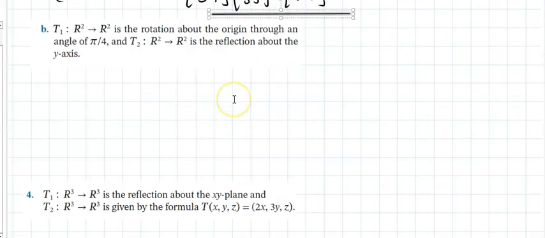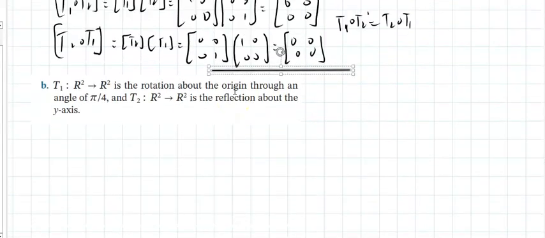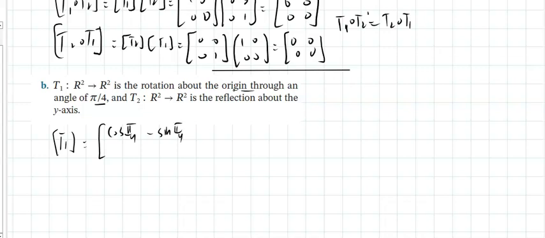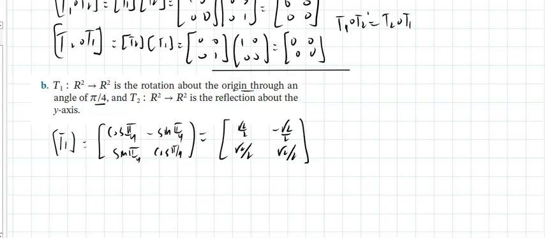And if I look at B, rotation about the origin with respect to pi over 4, so T sub 1 is cosine of pi over 4, negative the sine of pi over 4. Again, that's in the table. Sine of pi over 4 and cosine of pi over 4. So it's basically rad 2 over 2, rad 2 over 2, negative rad 2 over 2, and radical 2 over 2.